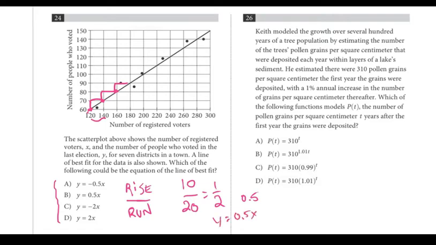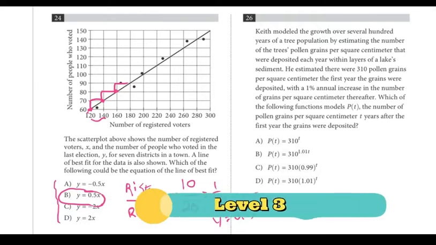Answer choice B. It's a pretty easy question. I think most of you students will get this one correct. Hopefully you will. I'll give that a level of difficulty. I would say from 1 to 10, that's about a level 3. Let's go to number 25.